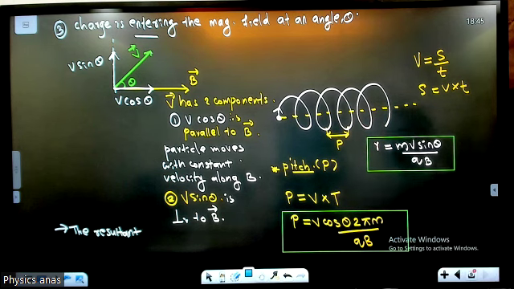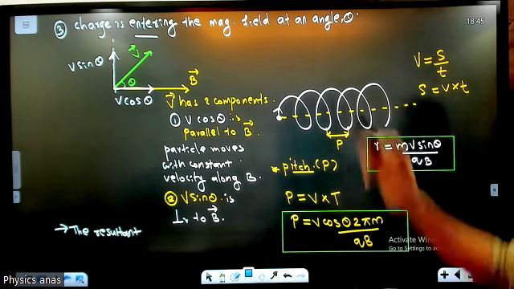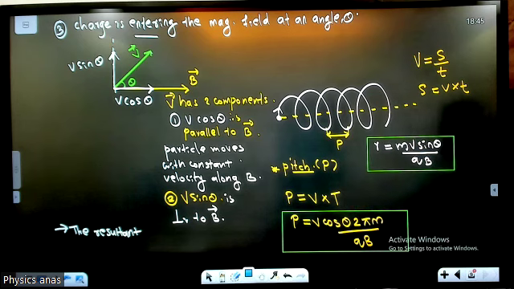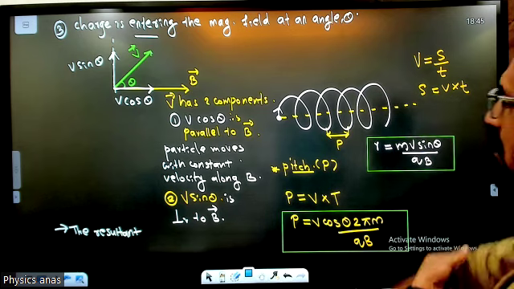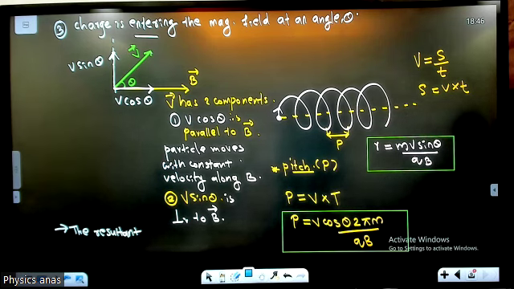Got it? Okay. Then you can write about pitch. Have you shown pitch in that figure? Yes. Then you can write pitch. We have to write what is pitch. Pitch, in bracket capital P. You can write what is P.